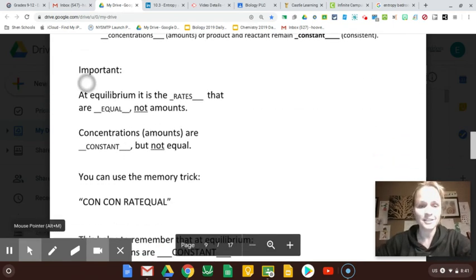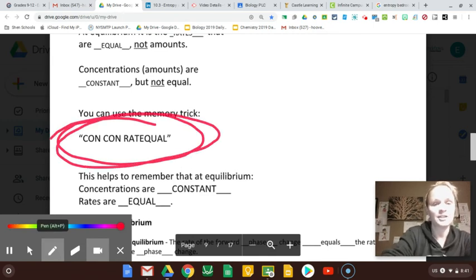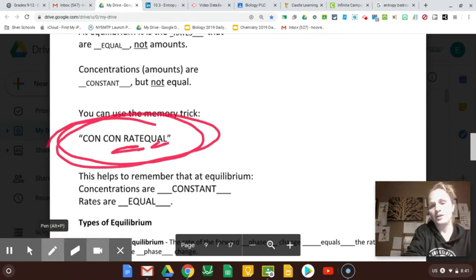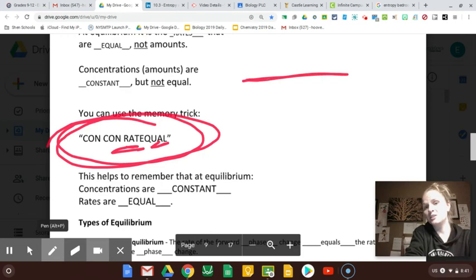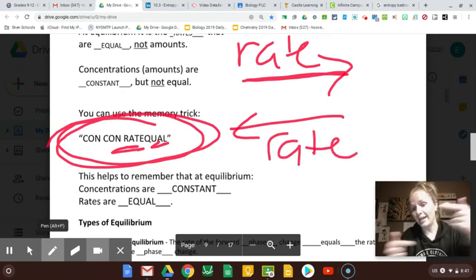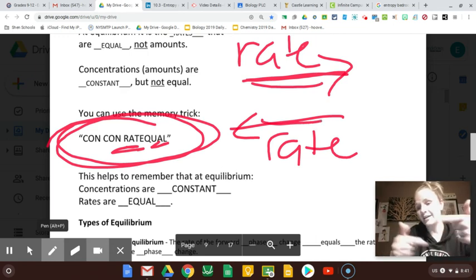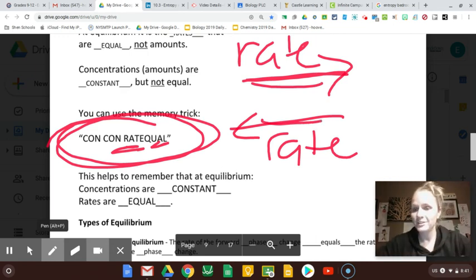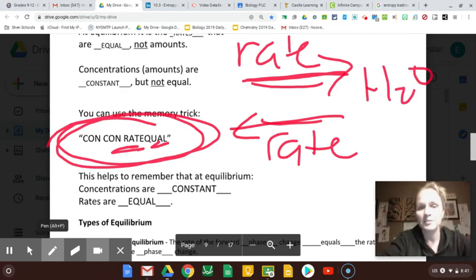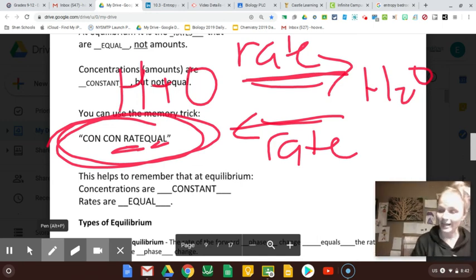Okay. So the big thing to know about equilibrium is rates are equal. Remember, rate means speed. The rate of one reaction is equal to the rate of the reverse reaction, canceling it out. So those are what's equal. Think of the arrows as equal. The amounts of stuff, like the amount of water and the amount of H and O that you're putting together to make that water, are not necessarily equal. They could be, but they're not necessarily.